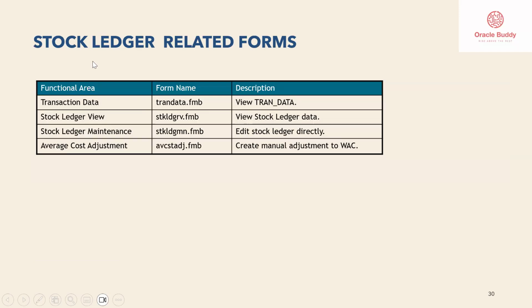Next, let's discuss the stock ledger related forms. Transaction data is trandata.fmb to view tran data, and stockledgerrb.fmb to view the stock ledger data. Stock ledger maintenance is slgmn.fmb, used if you want to edit stock ledger data, and the average cost adjustment is avgcostadj.fmb.